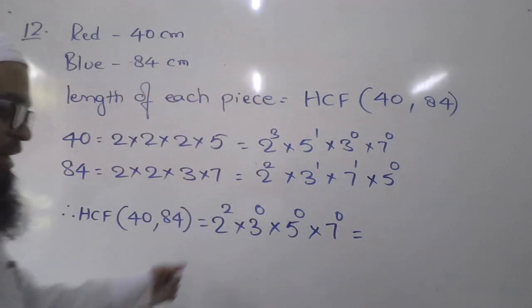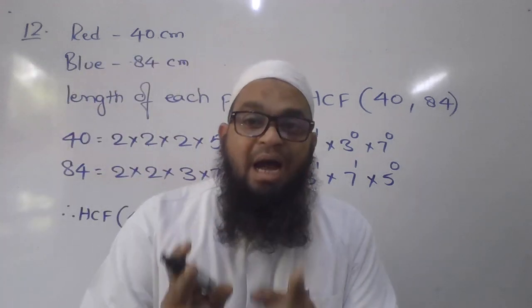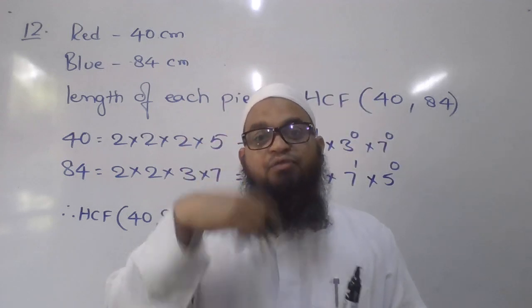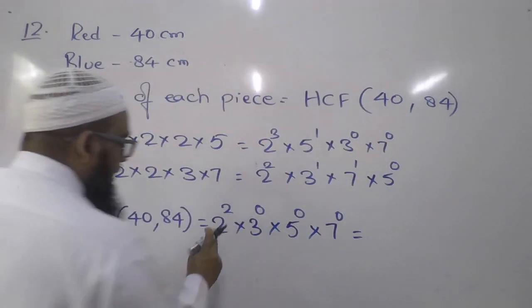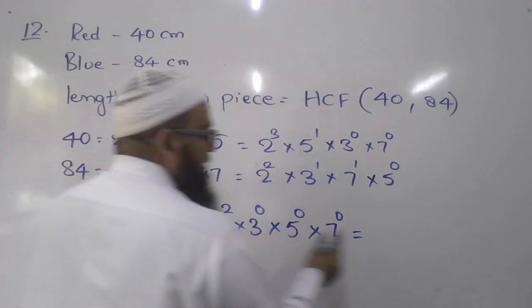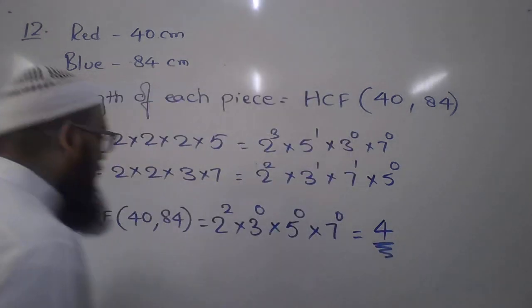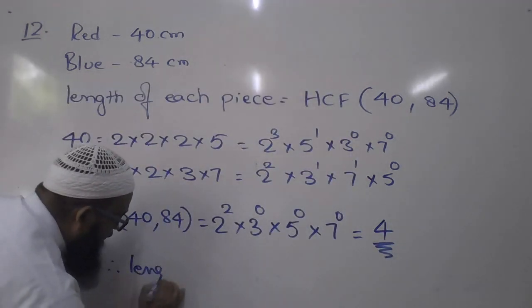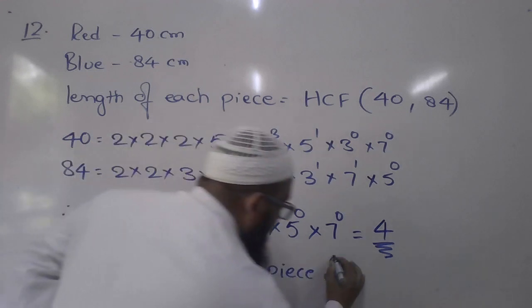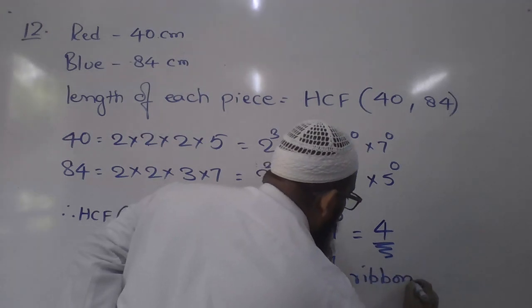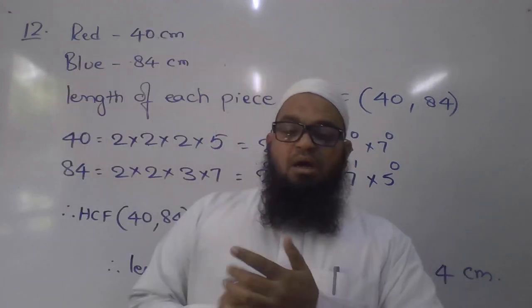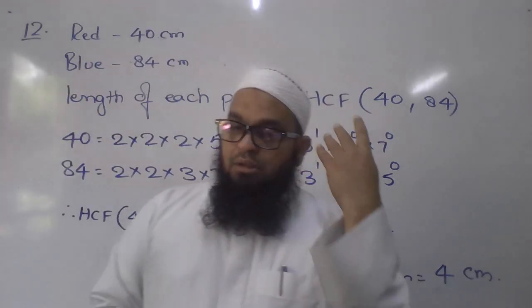So therefore, for highest common factor, I am reminding you, what you are supposed to do? You have to take the least power of the common factors, right? So it will be 2 squared is 4, 3 to the power of 0 is 1, 5 to the power of 0 is 1, 7 to the power of 0 is 1. So 4 times 1, it is 4. So therefore, length of each piece of ribbon equals 4 centimeters.